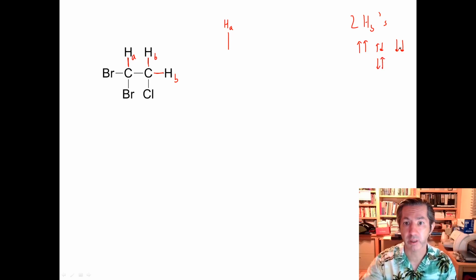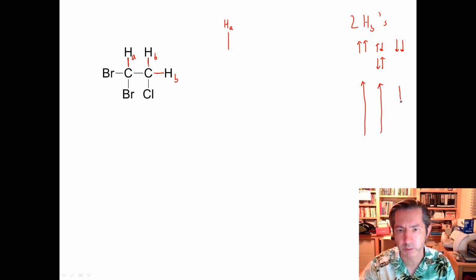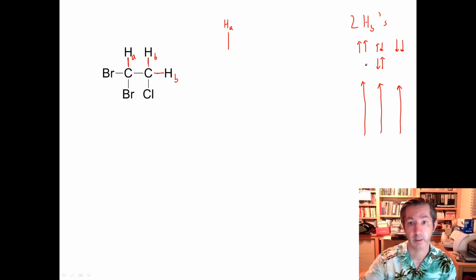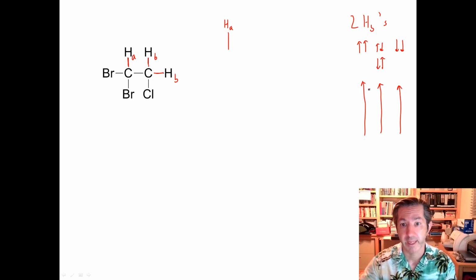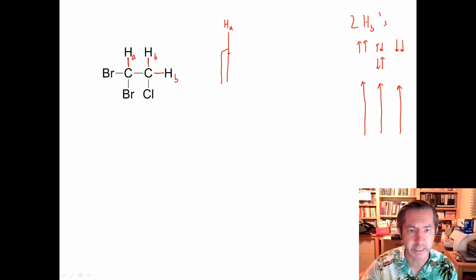And so you end up with three possibilities. If they're both spin up, it's going to see this magnetic field. If one's up and one's down, they kind of cancel each other out. If they're both spin down, you'll see a slightly smaller magnetic field. And so HA is now split into three peaks. We call that a triplet. And we'll draw that on our little splitting tree here.